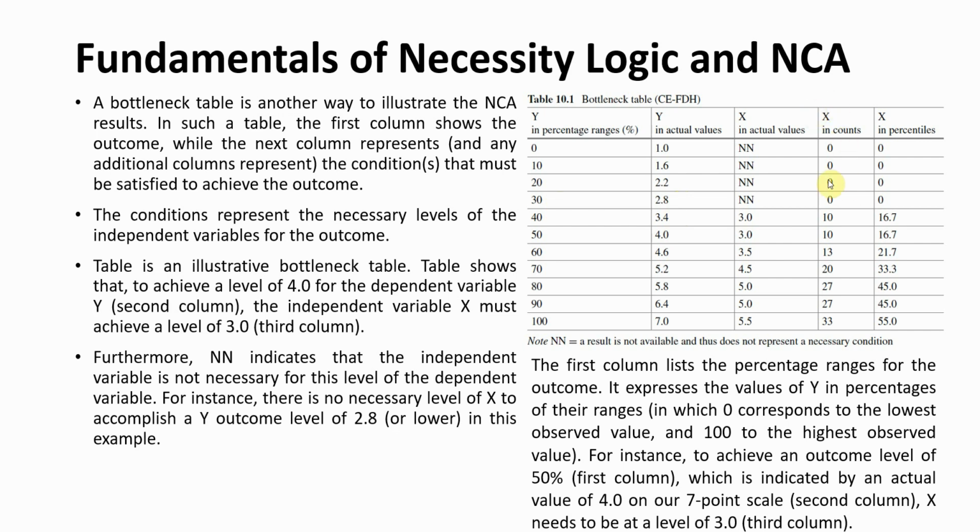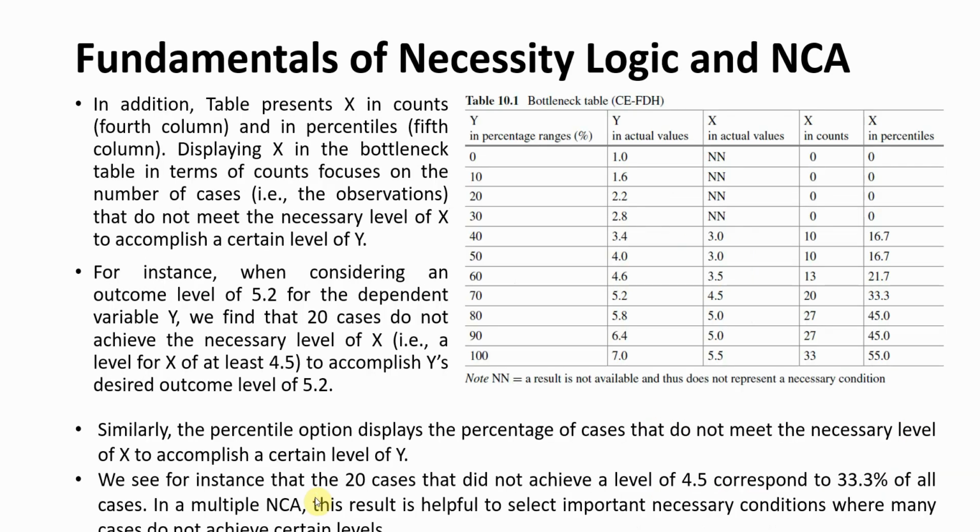Now it also lists the percentages here, which we have explained: the first column lists the percentage ranges for the outcome. It expresses the values of Y in percentages of their ranges, in which 0 is the lowest observed value and 100 is the highest observed value. For instance, as we have already mentioned, if you want to achieve 50% of the outcome, you need your X to be at this particular level. Moving on.